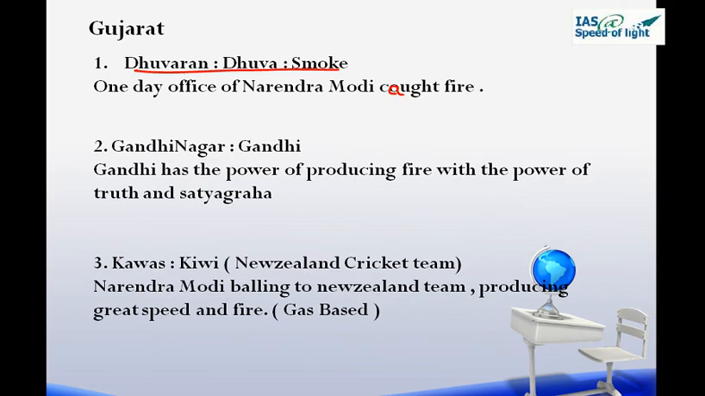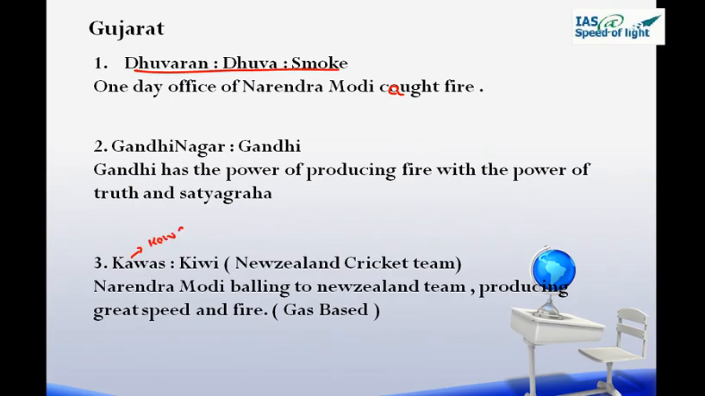Second is Gandhinagar, and Gandhinagar is Mahatma Gandhi. So Gandhi ji had the power of producing fire with truth and satyagraha. Yes, it is right, like with his satyagraha and with his anshans, with his support for the truth, with his passion for the truth, he created fire at that time with the Britishers. So Gandhinagar, we are relating Gandhiji with fire. Third one is Kavas. From Kavas we get Kava.